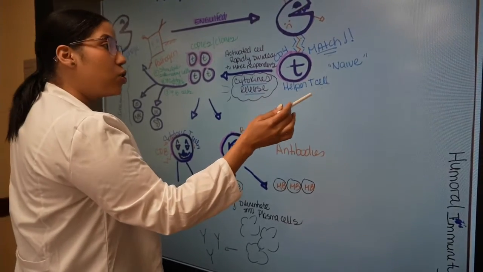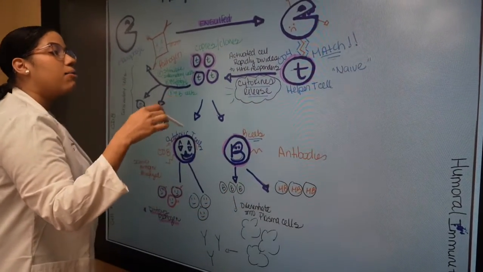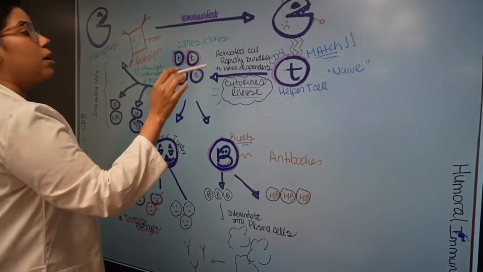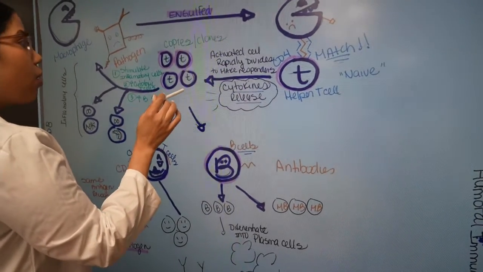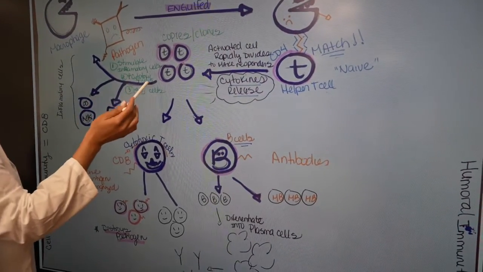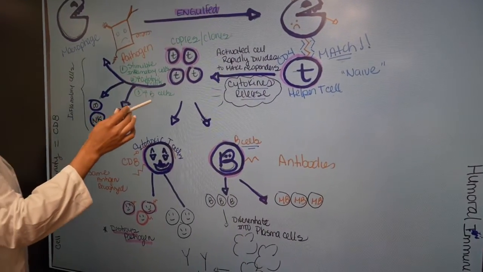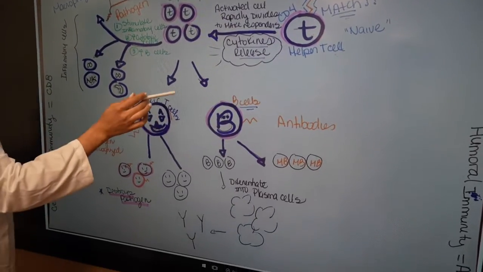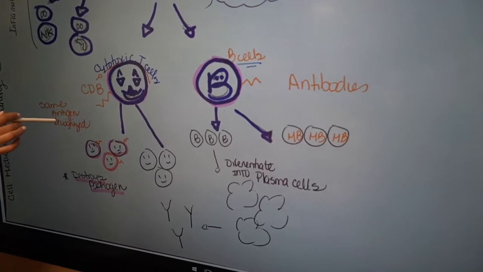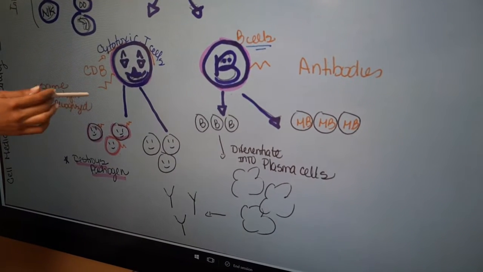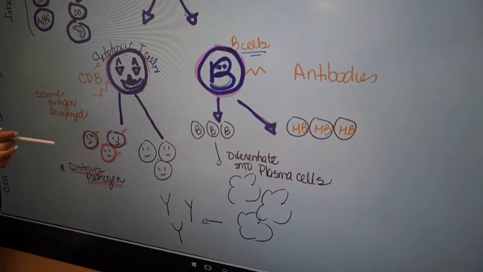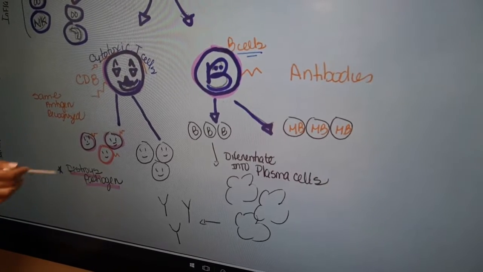This T helper cell should be activated by replicating itself. After making copies, now there's an army of T helper cells which are going to stimulate inflammatory cells, stimulate cytotoxic T cells, and also stimulate the production of B cells. Cytotoxic T cells, or CD8 cells, are going to interact with the same antigen that they recognized previously. They're going to start multiplying themselves, and they're going to fight those antigens by apoptosis, or destroying the pathogen.